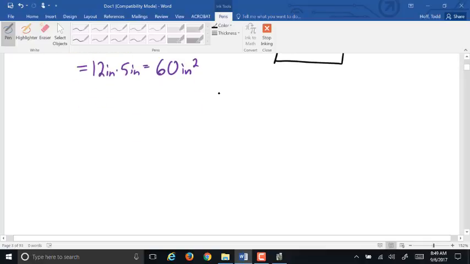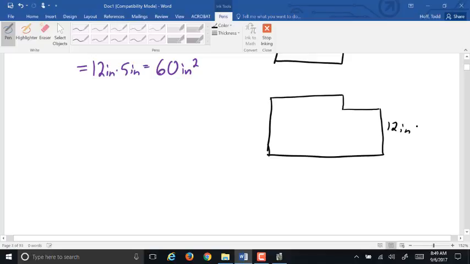It's not always going to be a nice, neat little rectangle like that. We might have a shape like this. Pretend those lines are all square corners. So this might be 12 inches, 4 inches. Let's say this up here is 18 inches, and down here, we're going to call this 28 inches.